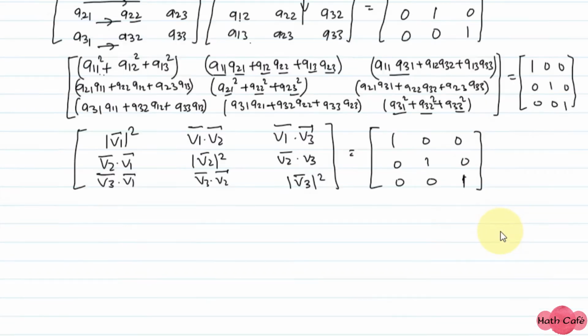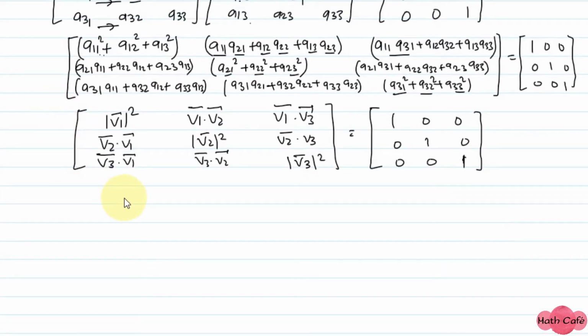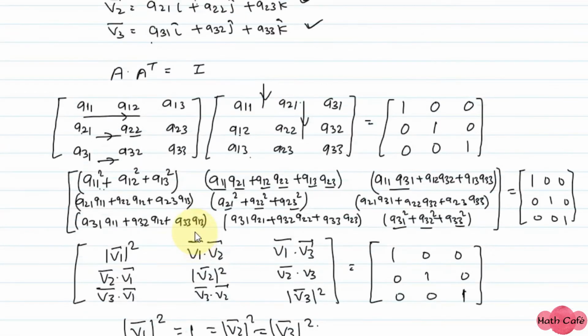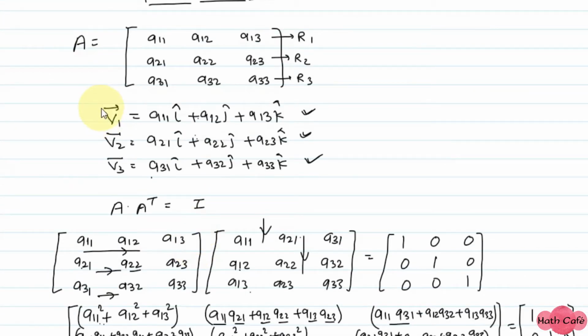Alright, so we will compare all the corresponding elements. So finally we will get |V1|² = 1 = |V2|² = |V3|², and the rest of the elements will be 0. So V1 vector dot V2 vector, V1 vector dot V3 vector, and V2 vector dot V3 vector will be equal to 0.